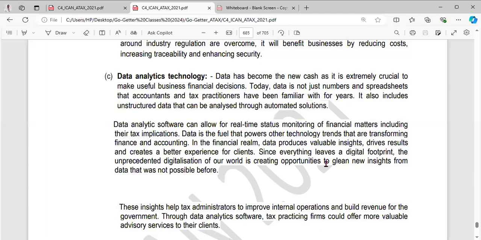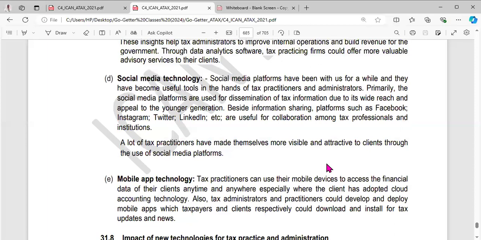Then we have social media technology. Social media has played a lot of role in the hands of tax practitioners. Social media is being used by tax practitioners and administrators to educate people on tax information. Go to YouTube, go to Facebook, you will see tax practitioners and tax administrations having handles there where they teach all of these. Tax professionals use LinkedIn, Twitter, YouTube to educate people. And so people are learning more from them by themselves using this social media technology.